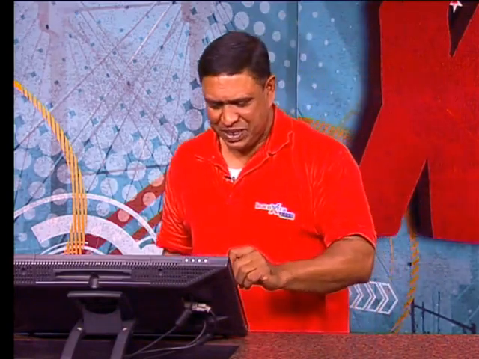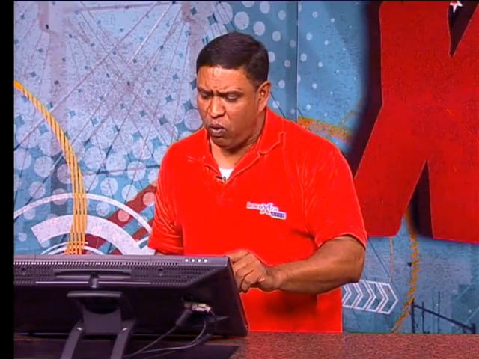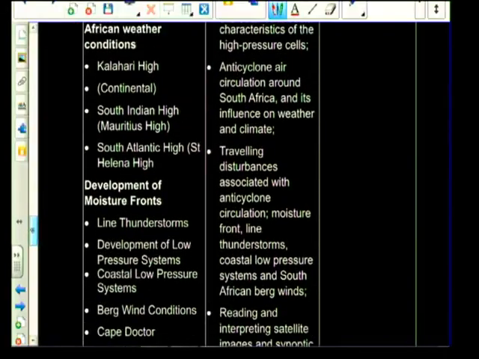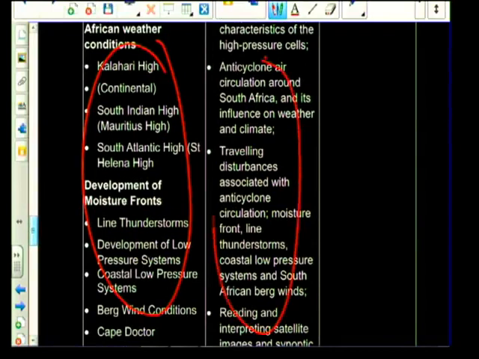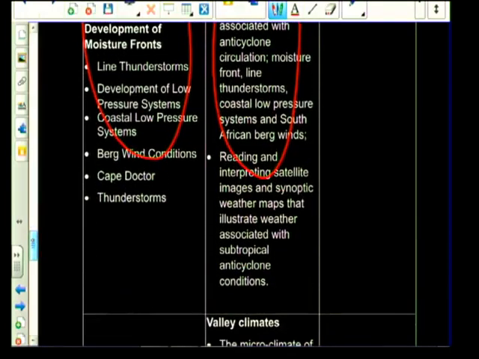Because when the ITCZ moves north, the high pressure systems move north. And when you're doing your synoptic interpretation, or you have done it already, you need to know about that movement. But that section which has been excluded gives you a better understanding. Okay? So all your traveling disturbances, development of your moisture fronts, all that was in the old curriculum is all there in the new curriculum. Nothing has changed. All right? It's all coming in.